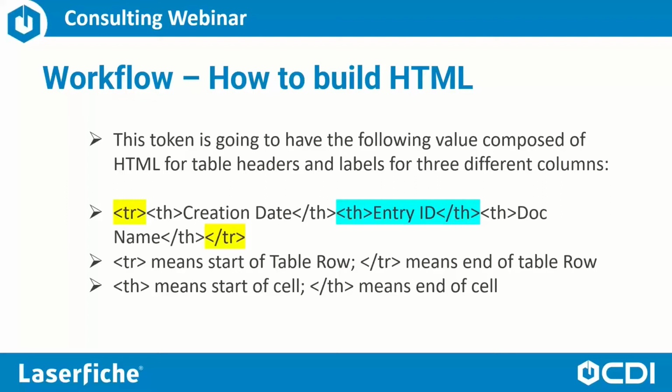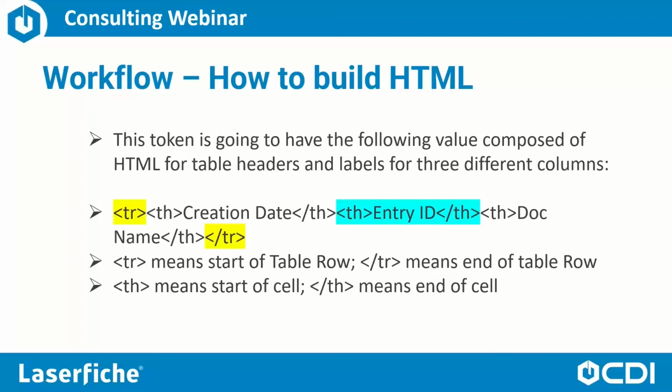In this case, we can see in yellow, we have the start of the table row. Within that, at least for this header row, we have a TH. It stands for start of header column. And then we put our text. So this will be creation date. That'll be at the top of the header. We won't see any of this HTML markup. We'll just see creation date.